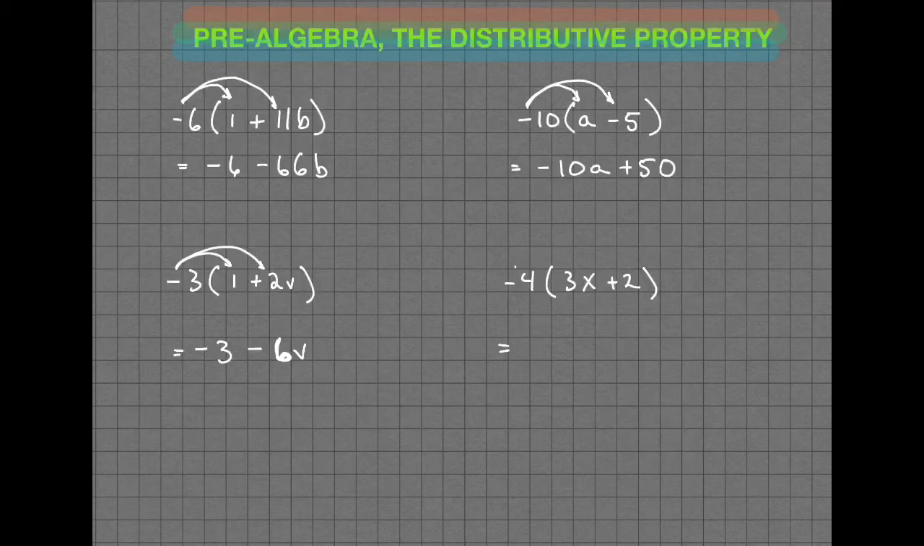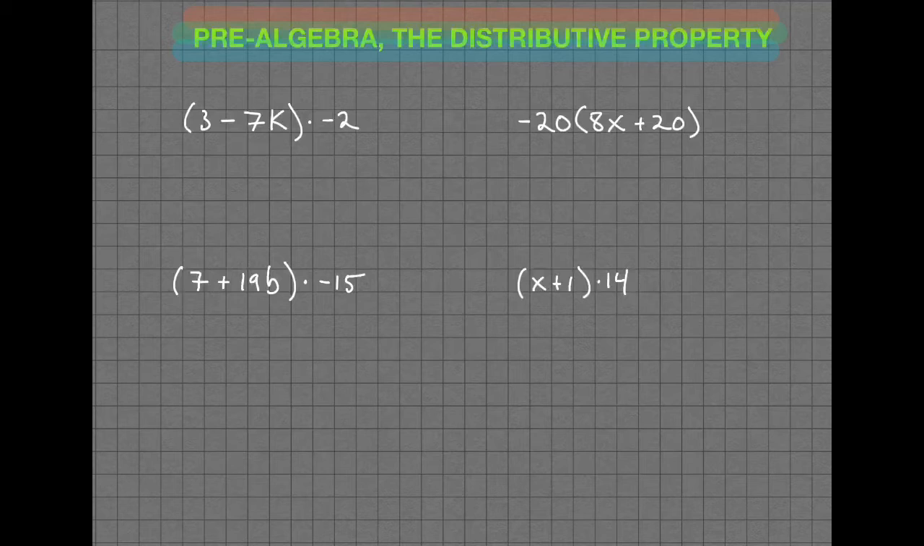Okay, here we have the negative 4 times 3x and a negative 4 times 2. That's going to give us a negative 12x and a negative 8. Okay, so there we go. There's our solution set for these next 4 problems.